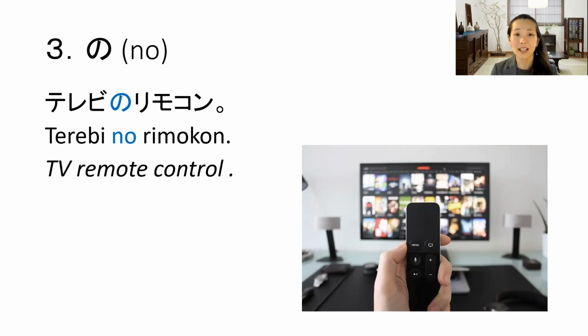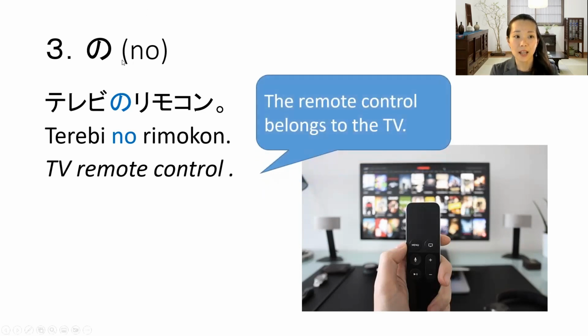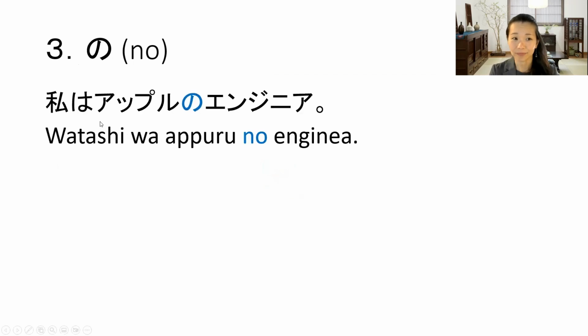Repeat after me. テレビのリモコン. はい。テレビのリモコン. Good. So we use の because the remote control is part of the TV. It belongs to the TV. It's part of the item. So that's why we use の here. Okay, let's look at another example sentence.